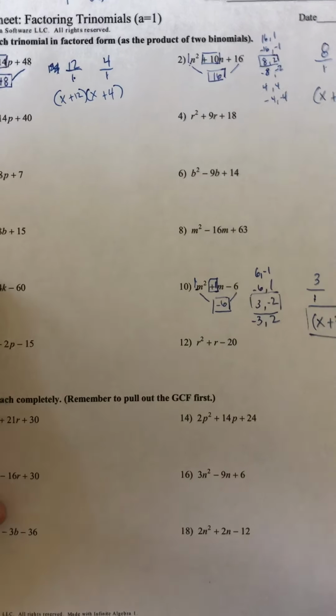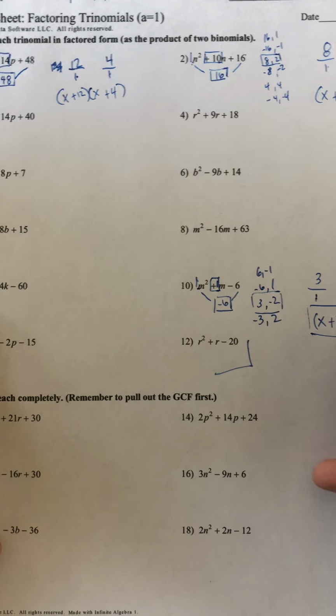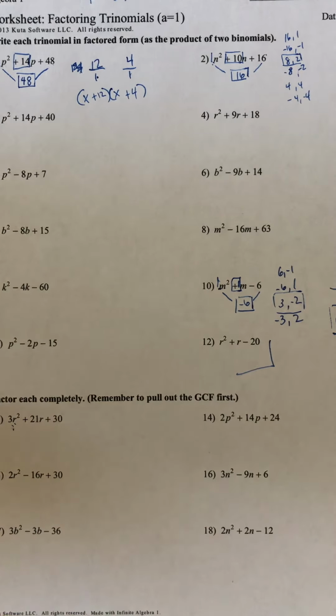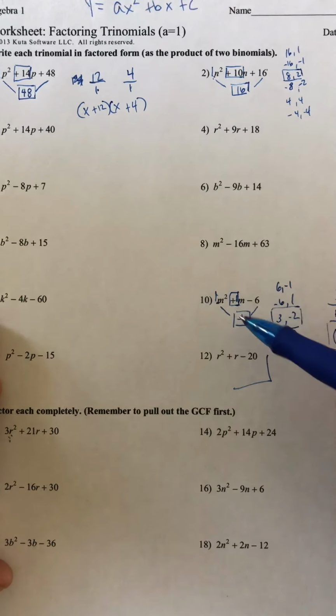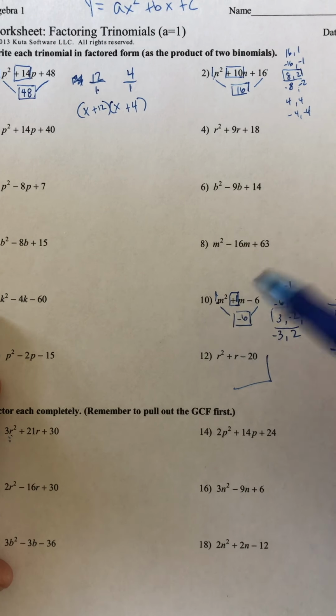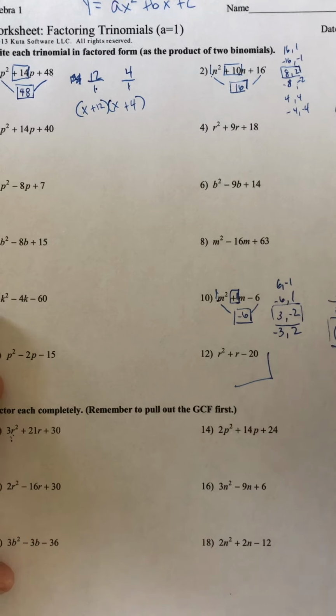You guys are going to work today through number 12. And then on Thursday, we're going to use this same method, but we're going to be dealing with a coefficient other than 1 in front of the squared term, and that's going to give us a fraction that we're going to be able to reduce, and you'll see how that works on Thursday.